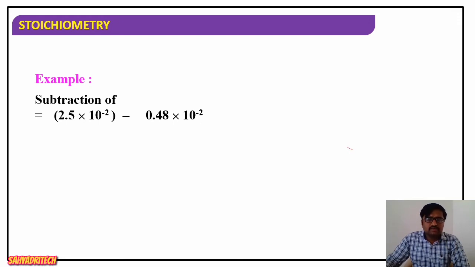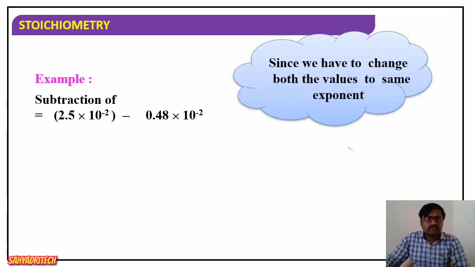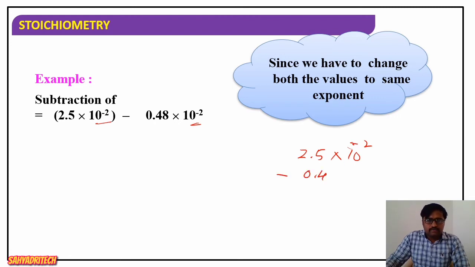So again here also what you would look for? We have to first look for the exponent. So in this case, 10 raised to minus 2 and 10 raised to minus 2 both have the same exponent. In such a case, no need to vary anything, we just have to go for the coefficients. What is that? 2.5 minus 0.48, so 2.5 into 10 raised to minus 2 minus 0.48 into 10 raised to minus 2.